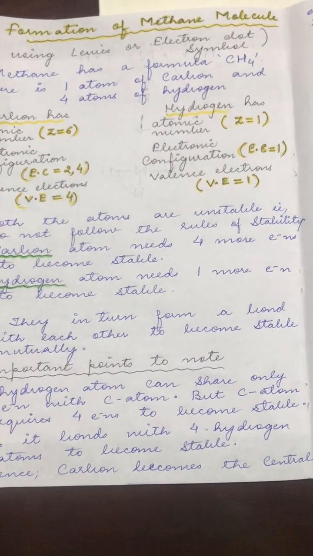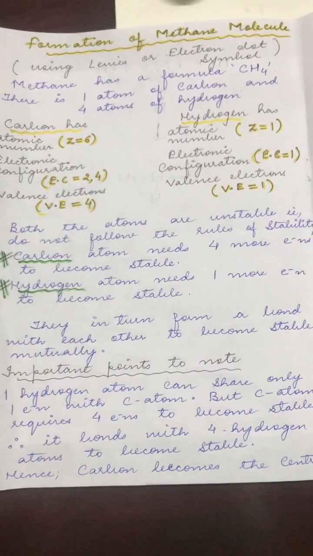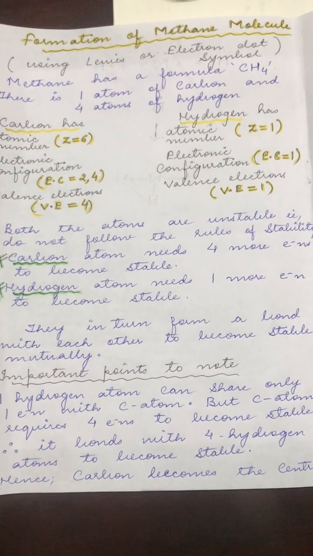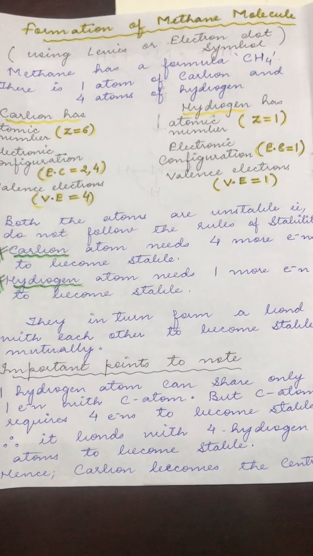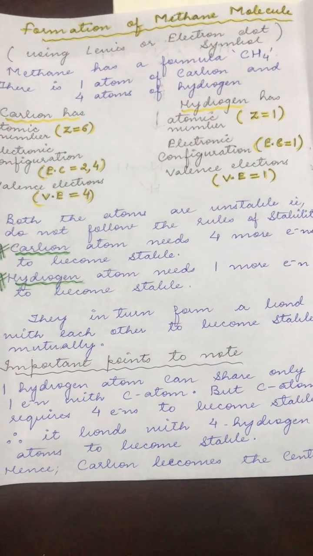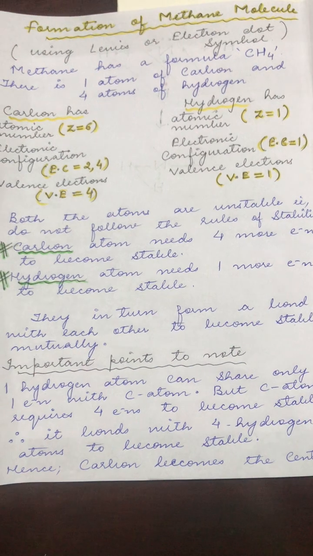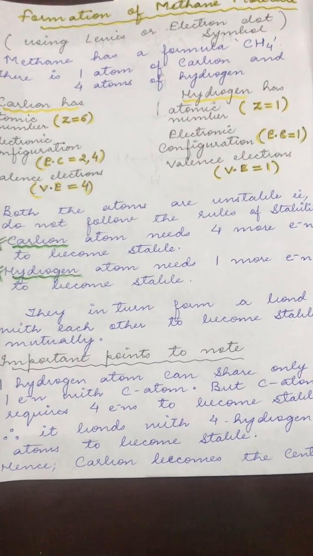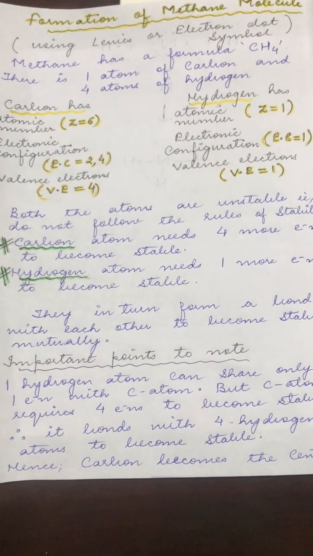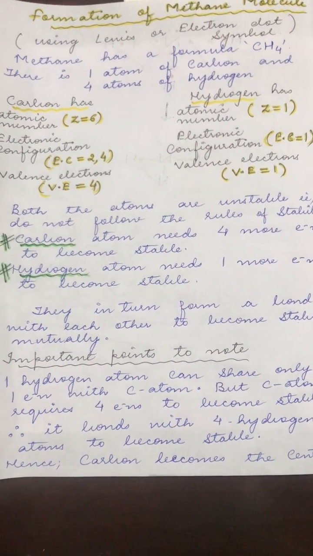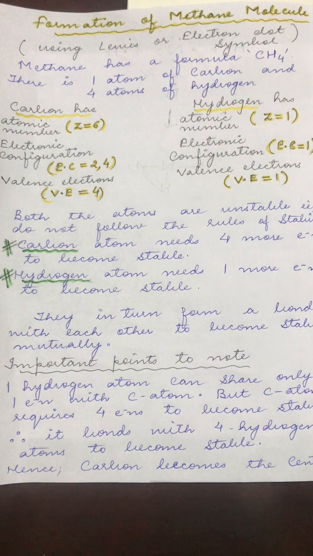First of all, you need to understand that this particular molecule has covalent bonding, and covalent bonding is a bond formed between nonmetals, and nonmetals always share electrons between each other. Since carbon and hydrogen both are nonmetals, they form a bond between each other, which is known as a covalent bond. Now, in the first place, why do they form a bond?